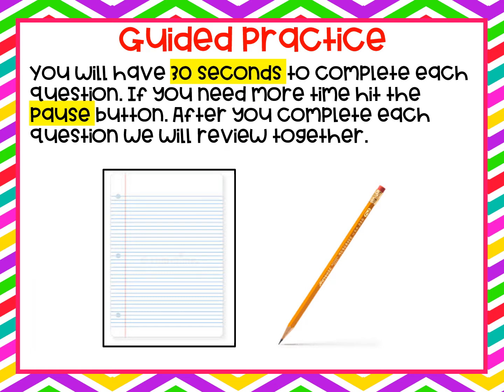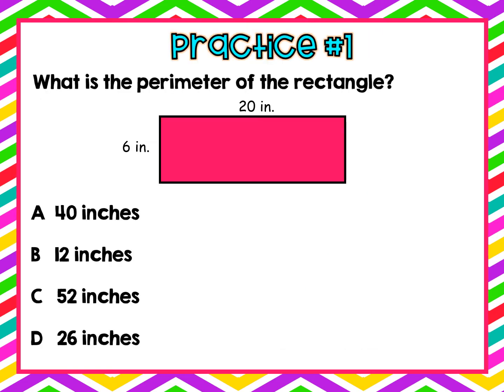Guided practice. You will have 30 seconds to complete each question. If you need more time, hit the pause button. After you complete each question, we will review together. Practice number 1. What is the perimeter of the rectangle? You will have 30 seconds to complete this question on your own first. Go!